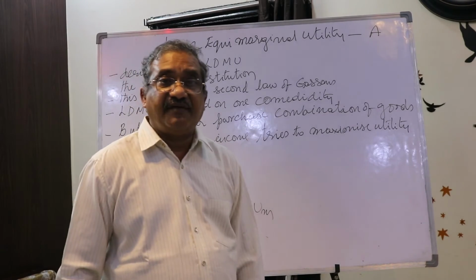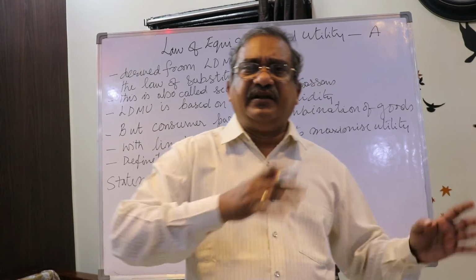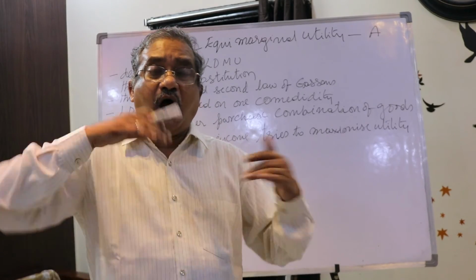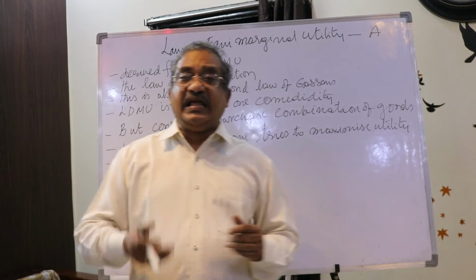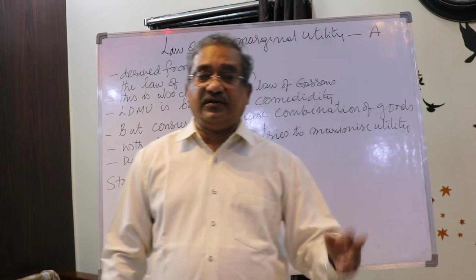When a person has a limited amount of money and is distributing it over different commodities, the last rupee he spends on each commodity should give equal marginal utility. When the marginal utilities get equated, it is called equi-marginal utility.